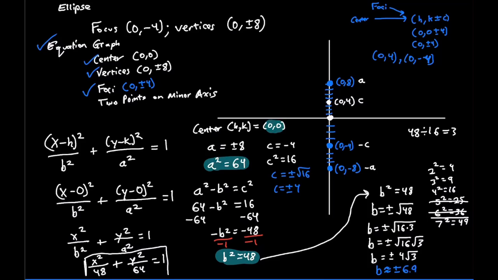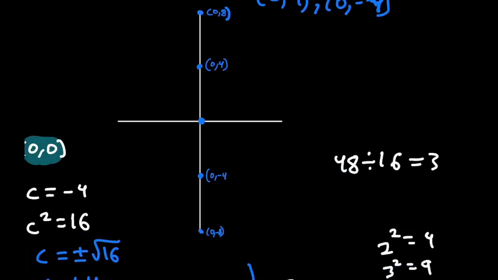I'm going to just redraw it real quick. So here, it takes about 7 units to get there. Let's say that that's approximately over here. This would be 6.9, comma 0. This would be one of the minor points. Let's say that this is about negative 6.9. So these would be the 2 minor points.